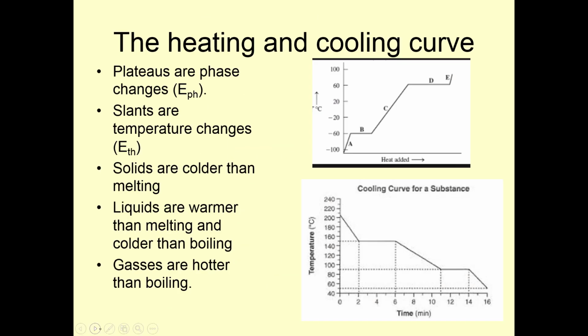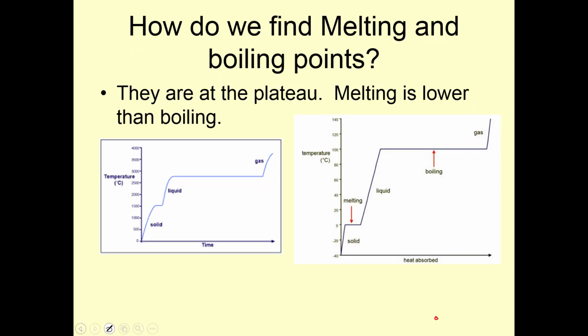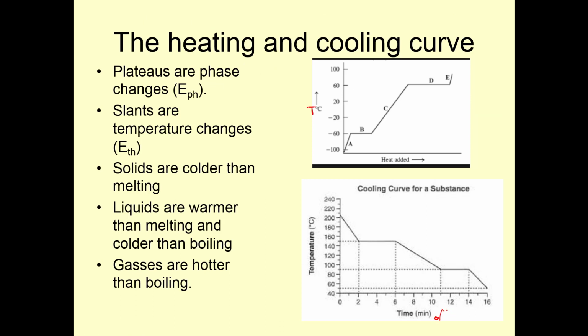Here we go. The heating and cooling curve. A heating curve looks like this. Notice how it's going up. The axes are temperature in degrees Celsius, and either time of heating, or heat added. For cooling, I'm going to change it to time of cooling. Either one is fine. Basically, we're just heating something or cooling something. I can tell this is heating because the temperature's going up, and this is cooling because the temperature's going down.